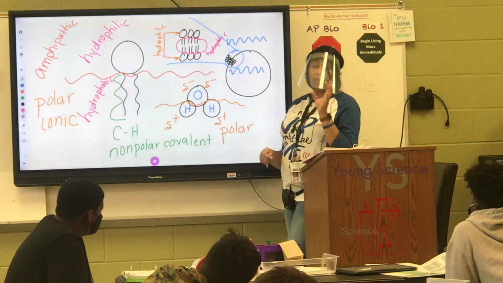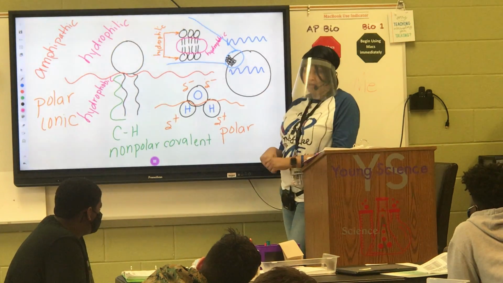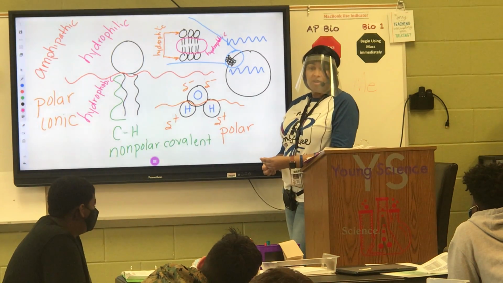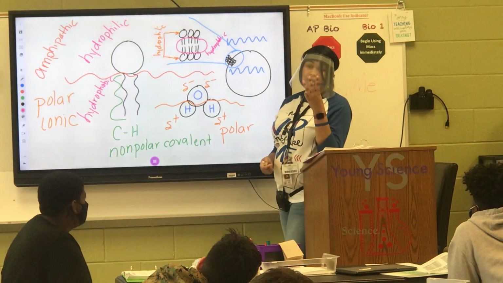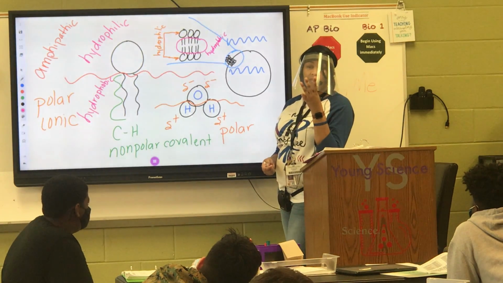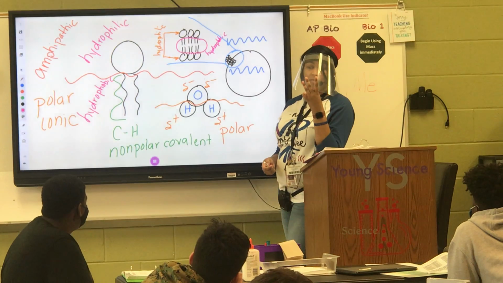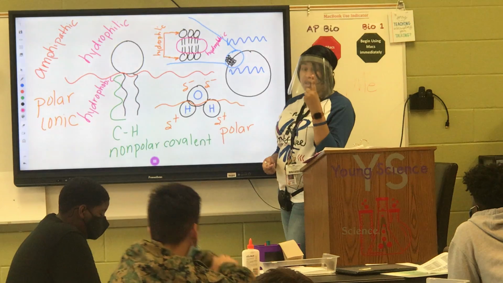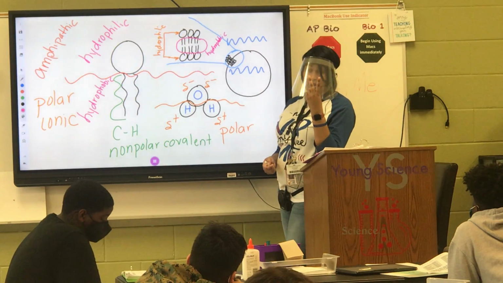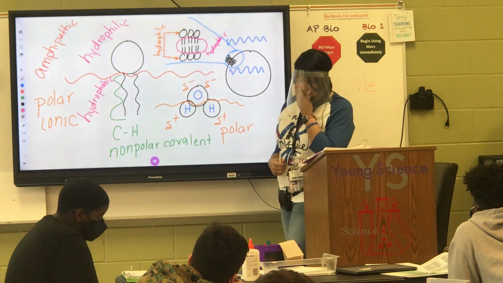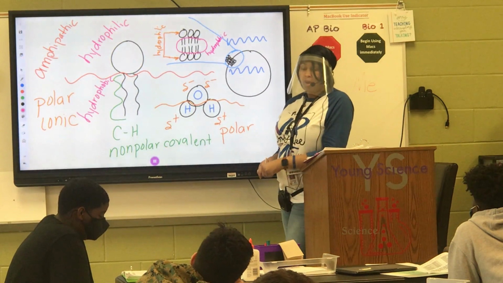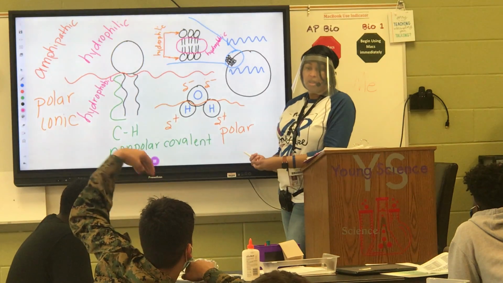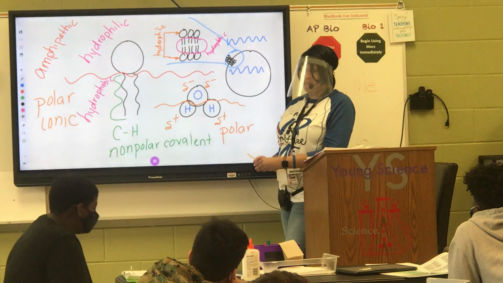Before we move on to talking about what else is in the cell membrane, let's review what we have up here. What's the main component of the cell membrane again? Phospholipid. What are the three parts that make up a phospholipid? Glycerol, phosphate, and fatty acids. Fatty acids can be what or what? Saturated or unsaturated. What's the difference? Saturated has single bonds and unsaturated has a double bond between the carbons.